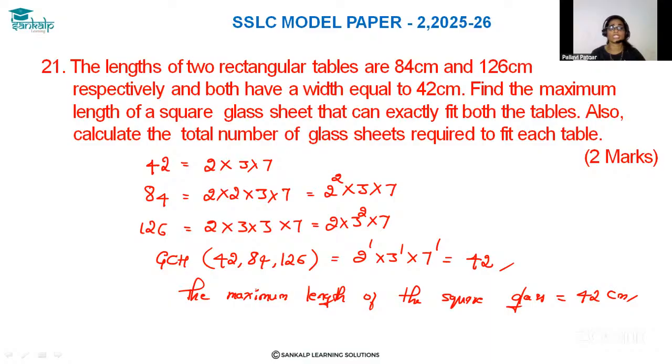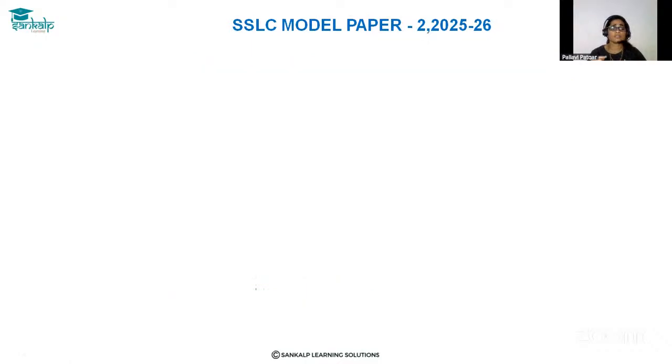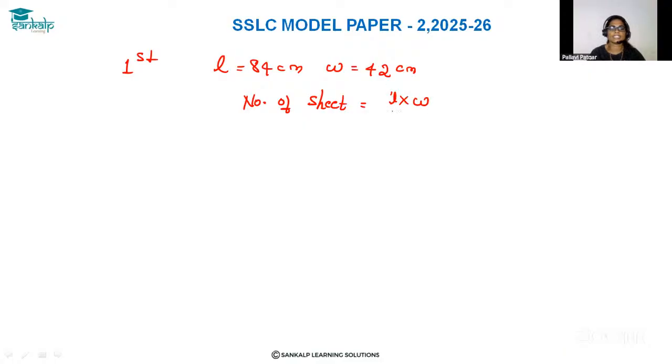Now we calculate the number of sheets for the first table. They have asked how many glass sheets are needed to fit the two tables. First we calculate the number of sheets for the first table. The first table has dimensions: length 84 centimeter, and width 42 centimeter. The width of both tables is the same, 42 centimeter. So the number of sheets required is the total area of the table divided by the area of one square sheet. So the number of sheets required is length into width divided by side into side.